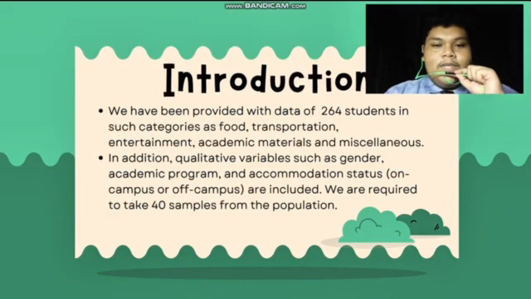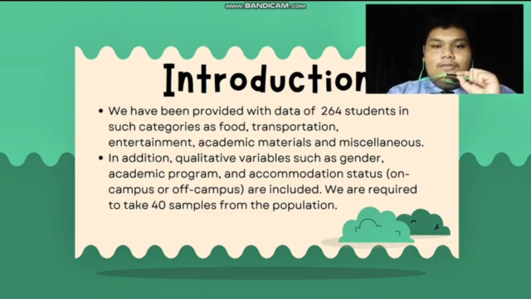Introduction. We have been provided with data of 264 students in such categories as food, transportation, entertainment, academic materials, and miscellaneous. In addition, qualitative variables such as gender, academic program, and accommodation status, on campus or off campus, are included. We are required to take 40 samples from the population. Basically, the question asks us to take 40 samples, but we already take 100 samples from the population.